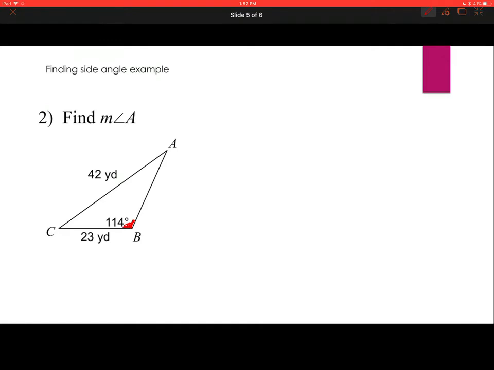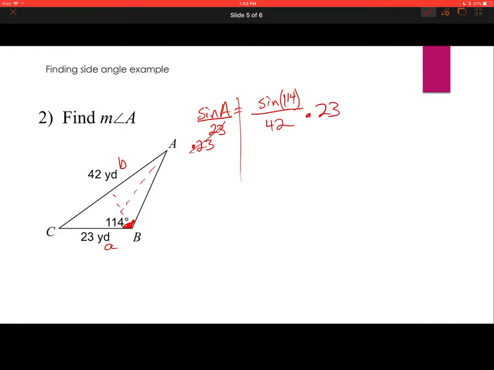Secondly, I can find an angle by using inverse sine. So let me show you this one here. This one, we have 114 degrees there, and we are looking across from angle A there and angle B there. So this is little b and this is little a, so I would say sine of A divided by 23 is equal to sine of 114, which is B, divided by 42.